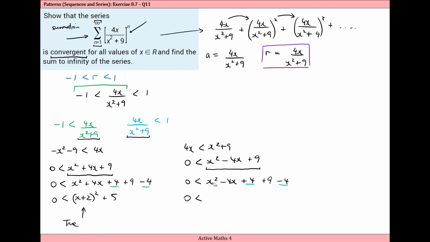So 0 is less than, I'm going to make a square out of the first three terms, so that's going to be (x minus 2) all squared, and then plus 5. And again, we can say that this is definitely true because (x minus 2) squared is greater than 0, or it could be 0 if x was the number 2. And then when you add 5 to something that's positive or to 0, you get a number bigger than 0, and so this is true. And so the left-hand side of my compound inequality is true, the right-hand side of my compound inequality is true, and hence we know that the original statement is true, that minus 1 is less than r, which is less than 1, and the series is convergent.